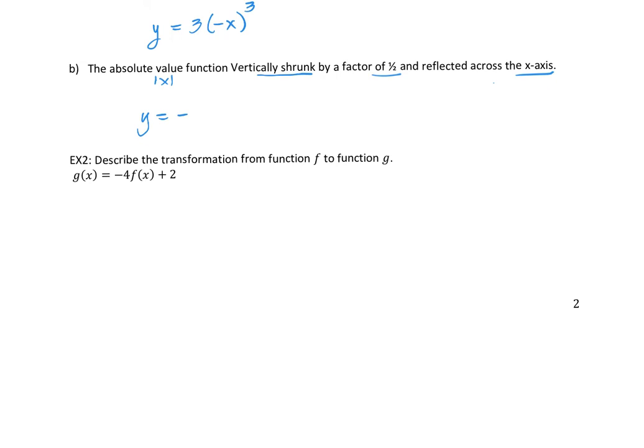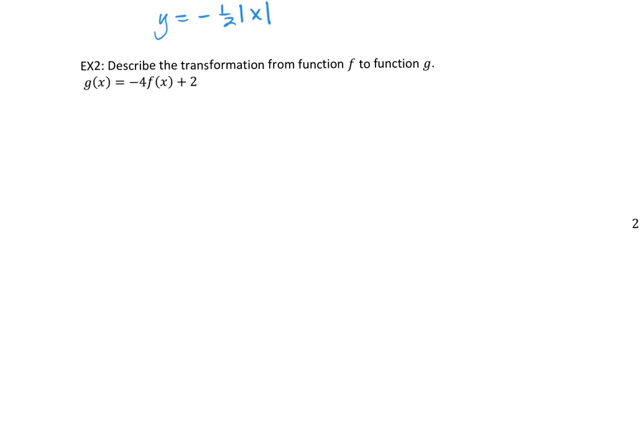So the negative is going to go outside of the function, but also remember that we're shrinking it vertically by 1/2. So vertically shrinking means outside of the function as well. And that's how we would write this.